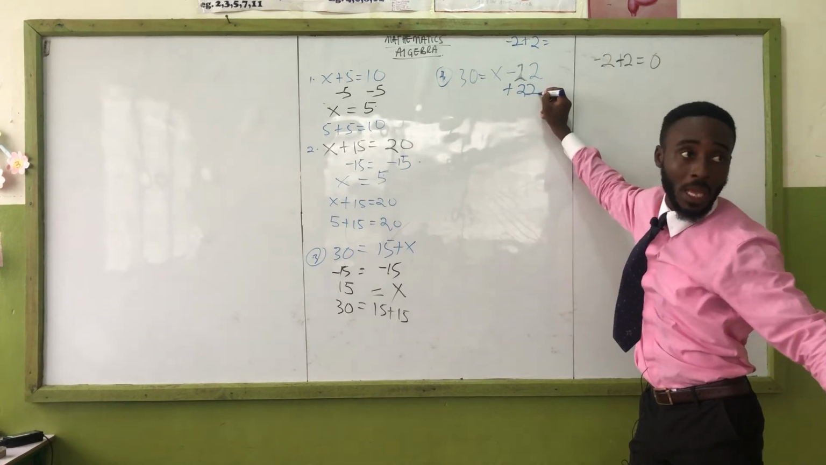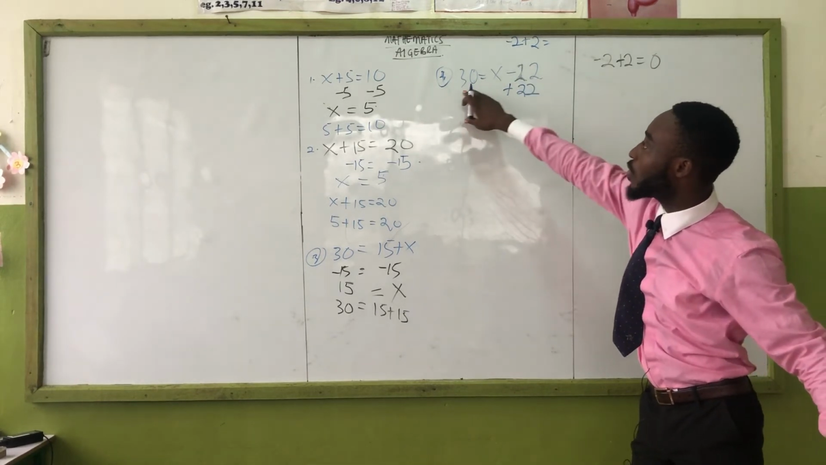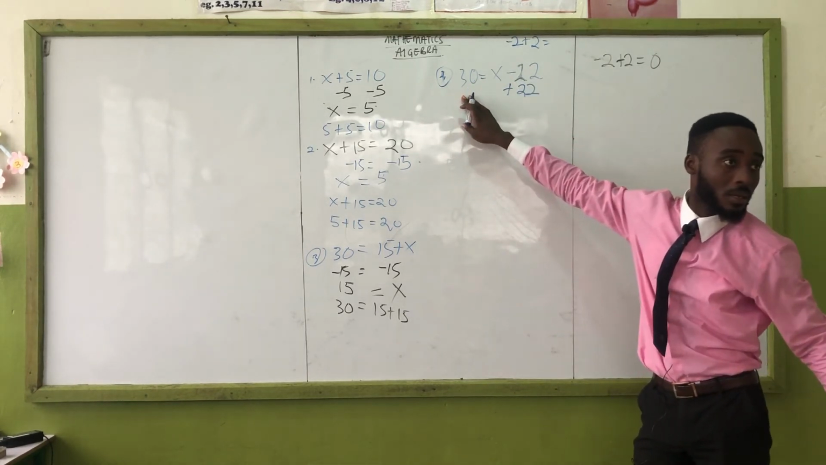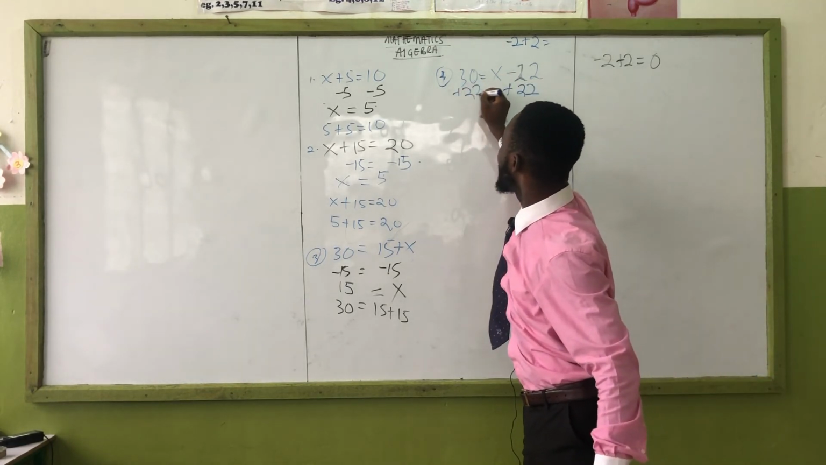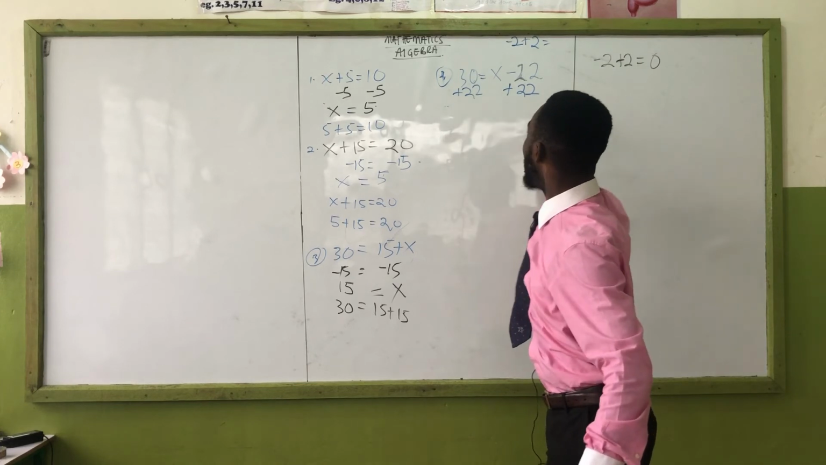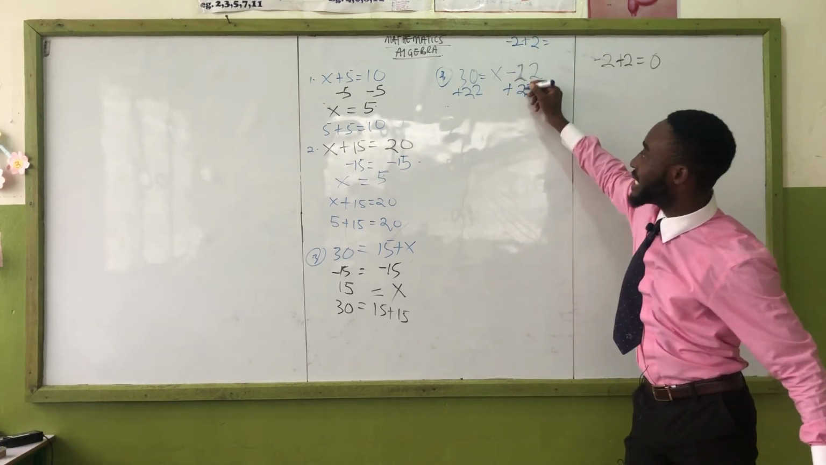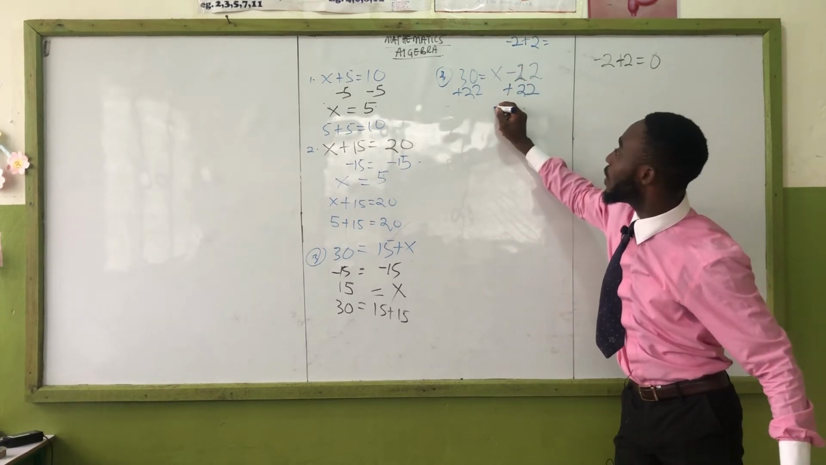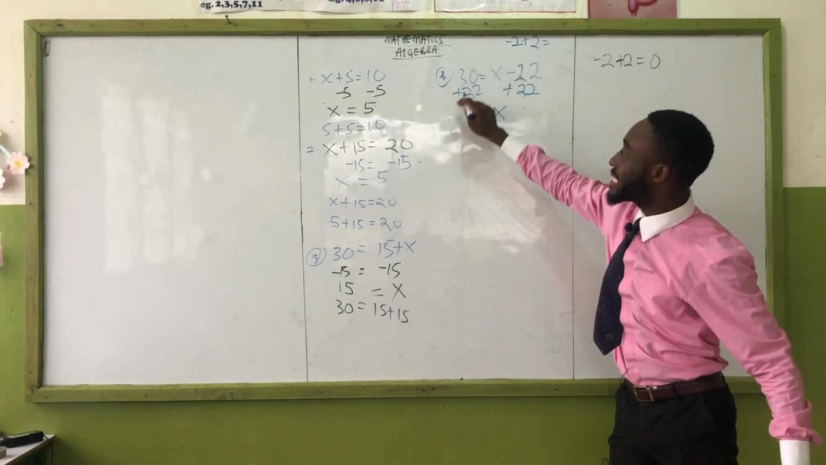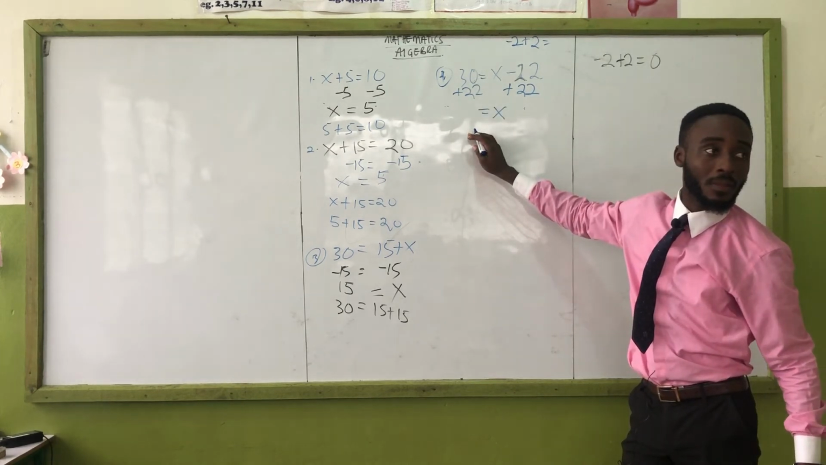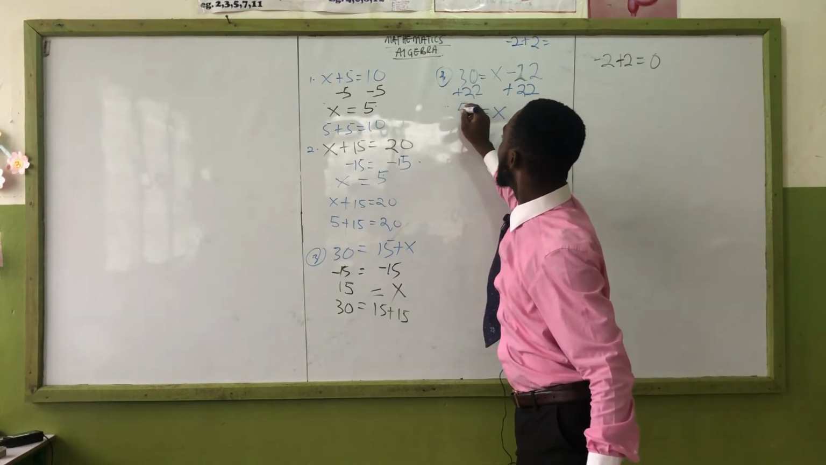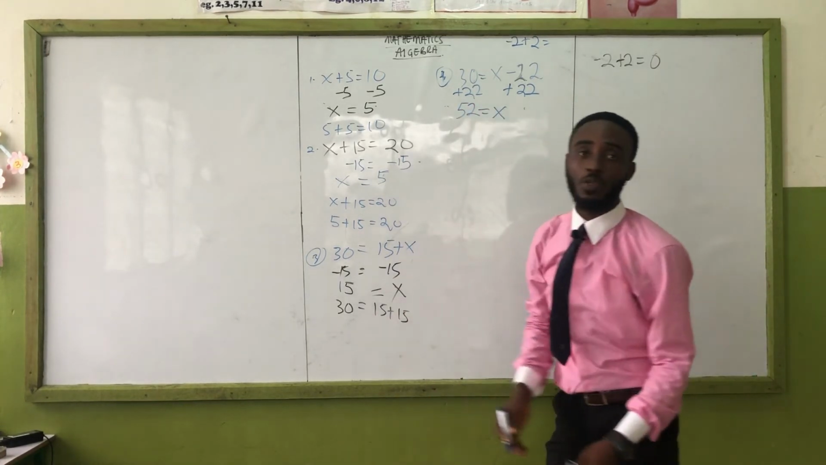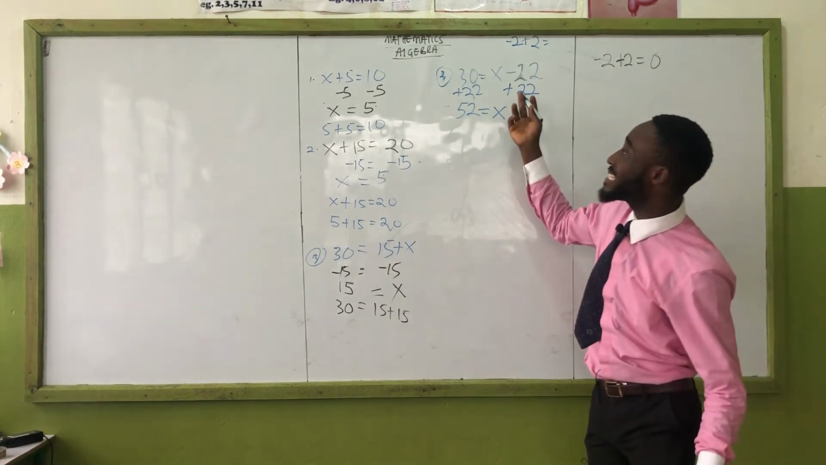Is that okay? But when I add 22 to this side, what do I do to this same side? You add 22. Exactly. So you add 22 as well. So now what do I have at the end of the day? I would have this part be 0, right? Yes. So x will be all by itself. What's 30 plus 22? It will be 52. So x is equal to what? 52.